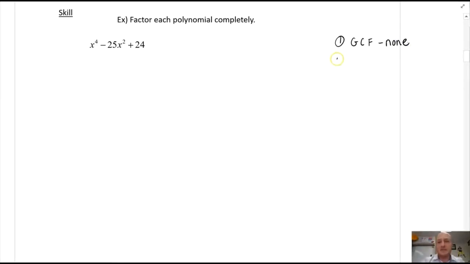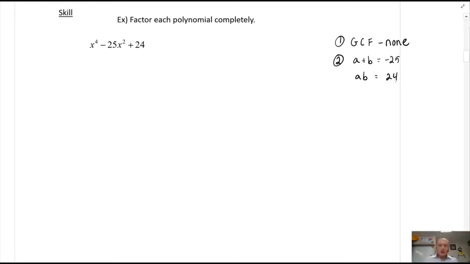Okay, step two, we're going to do the product and sum method. If you forgot what that is, we want to ask: what two factors, a plus b, equal negative 25, and a times b, what two factors give us a positive 24.